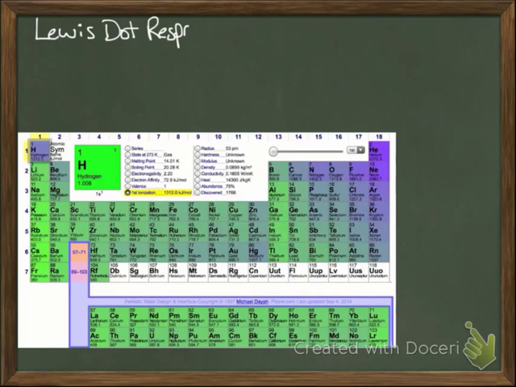Moving on, back to the valence electrons. The outer shell or valence electrons is often represented with what is called the Lewis dot representation. You've probably seen this in your high school class.